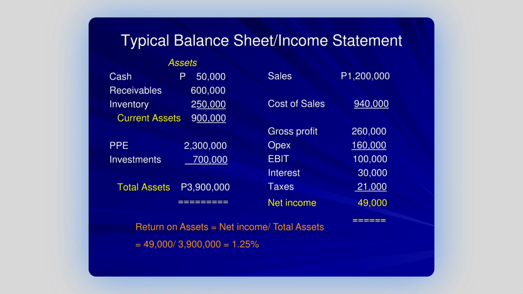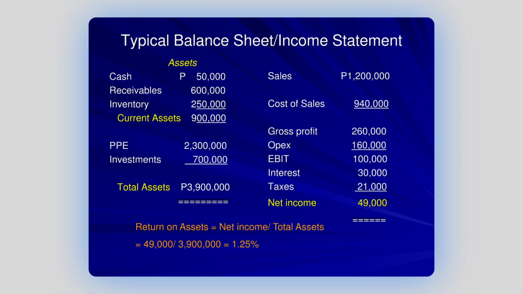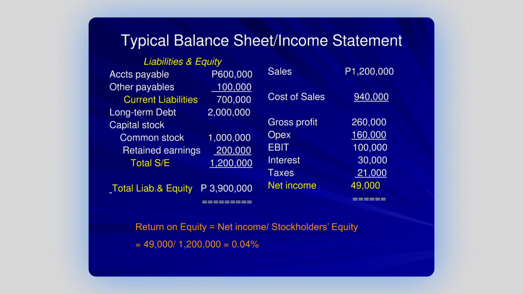All right. So, meaning to say, in calculating for the ROA, it is like this, no? You have your cash, receivables, you have inventory, you have your PPE, no? So, how do you compute for the ROA? Net income divided by our total assets. So, you have your 49,000 divided by 3.9, and that would be your total assets. So, ibig sabihin, you have 1.25% of your return on assets. No? You have also here return on equity, net income divided by stockholders' equity, 49,000 divided by 1.2, and you have 0.04%. Okay, so madali lang, di ba?